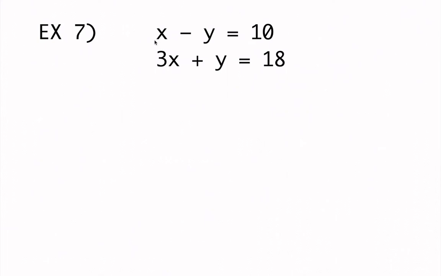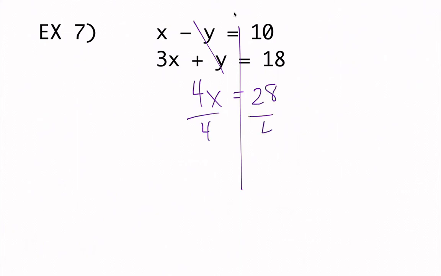Compare. I have 1x, 3 x's, negative 1y, positive 1y. So they both have 1. So I'm looking at these guys. Notice negative y, positive y. There's no need to change anything because these are already opposite, so they will automatically eliminate. So let's add. 1x and 3x gives us 4x's. 10 plus 18 is going to give us a 28. Divide both sides by 4 to get x is equal to 7.